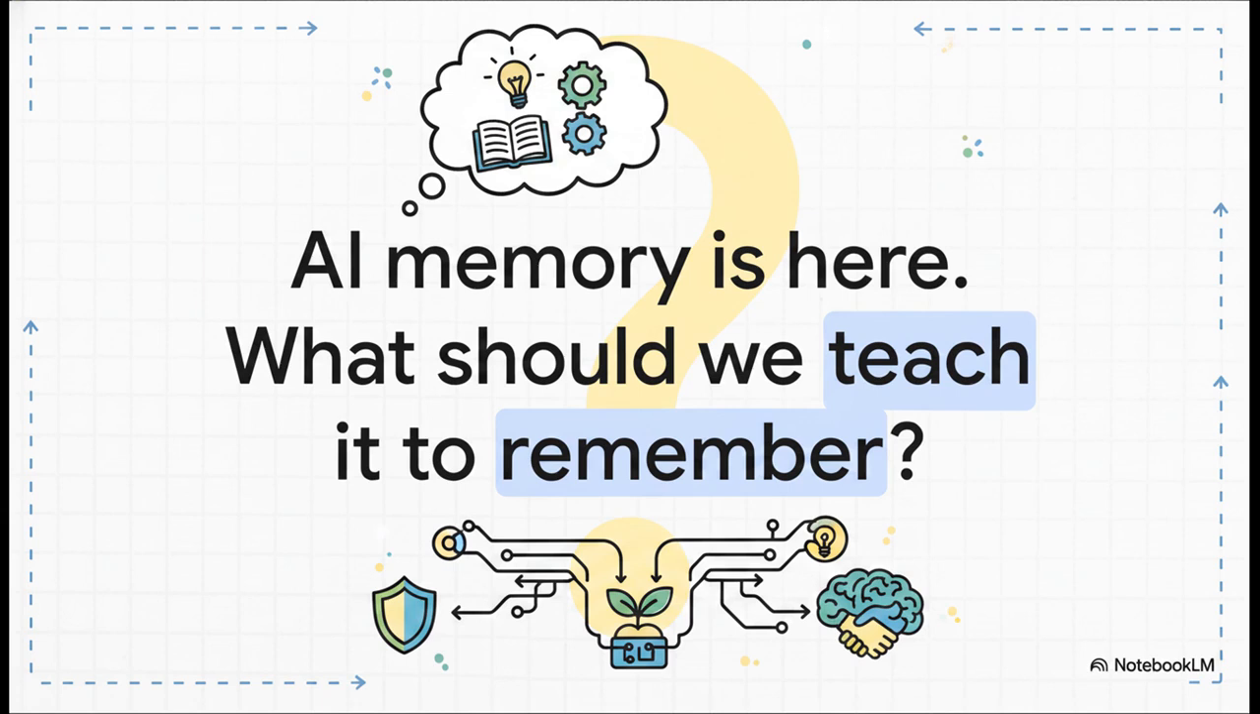So what's the big takeaway here? Giving your AI a memory isn't some far-off sci-fi dream anymore. It's literally just a couple of lines of code. The tech is here, and it works. So that leaves us with a much bigger, more interesting question. Now that our AIs can remember, what are the most important things we should teach them?